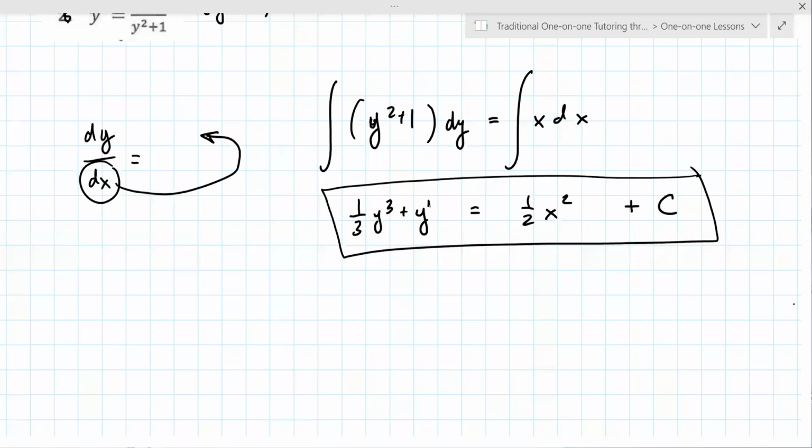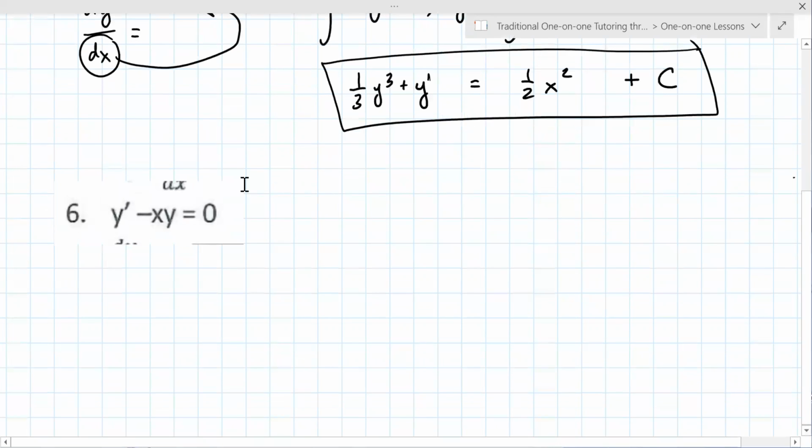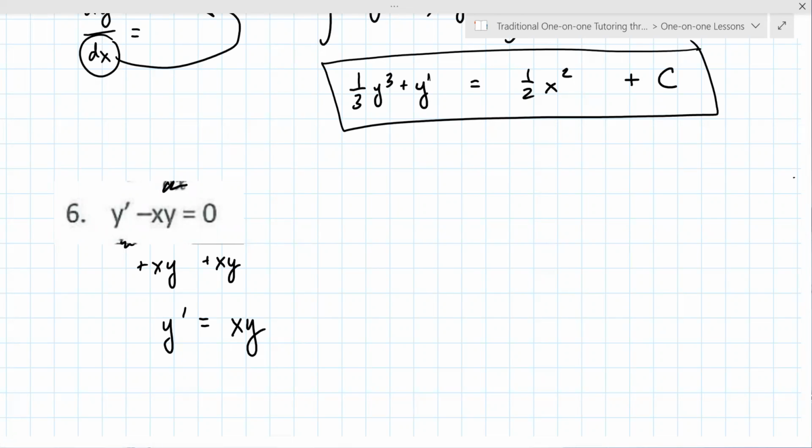Let's look at, well, I'm going to violate something I just said earlier. Math is always about the exception. So number 6 is somewhat of an exception here. I mentioned you only multiply and divide, and that's generally true. Here you actually have to add the xy to both sides. So you have y prime equals xy, and then you separate here by dividing. So keep that in mind. Generally it's multiplying and dividing, but occasionally you get a situation like this.